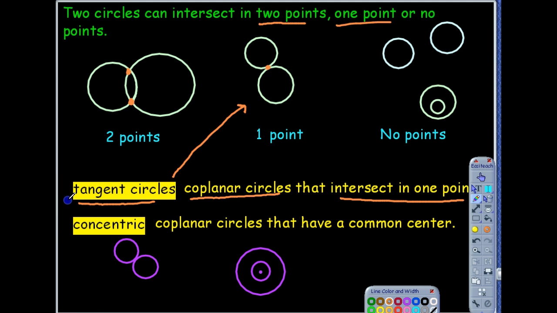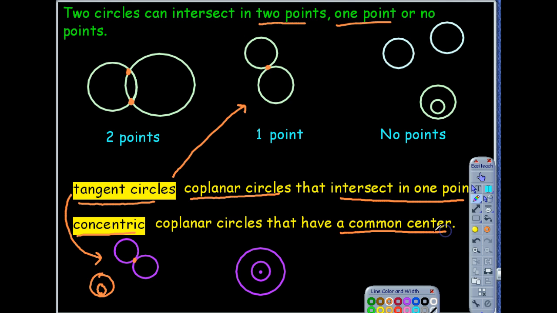And then down below, there are some tangent circles. They intersect at 1 point. You could have a circle and then a circle inside of it. That's tangent circles as well, as long as they only intersect at 1 point. Now, concentric circles are coplanar circles again, and they have a common center.